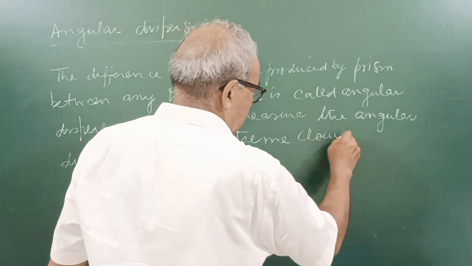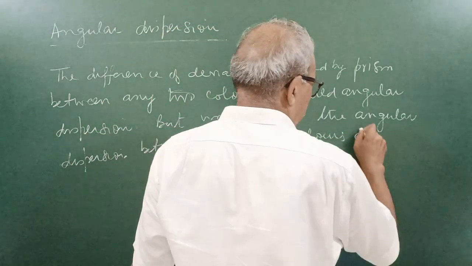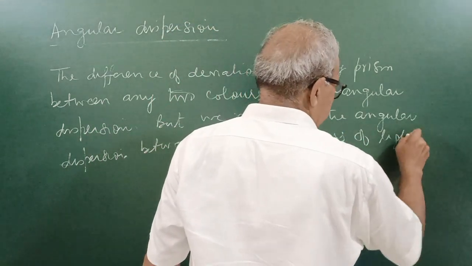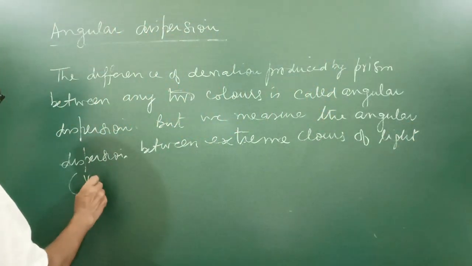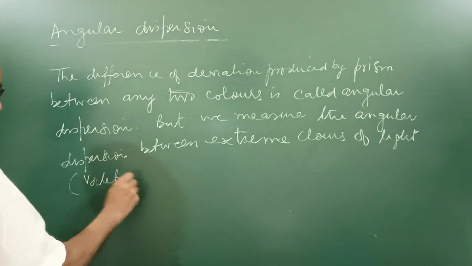Colors of light which we receive, that is violet and red.